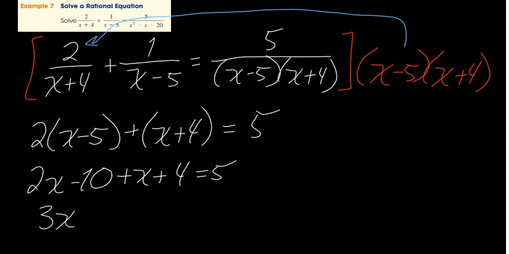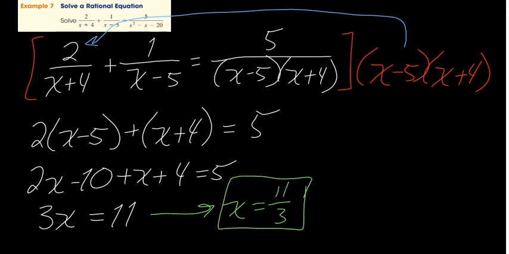Then we're going to combine, again, just quick mental math. We have a negative 10 and a positive 4. That gives me a negative 6. And so in order to get that negative 6 to the other side, I need to add 6. So adding 6 to 5 gives me 11. So we're going to have 3x is equal to 11. And therefore, we've got x is equal to 11 thirds. So that wasn't nearly as bad as I thought it was.